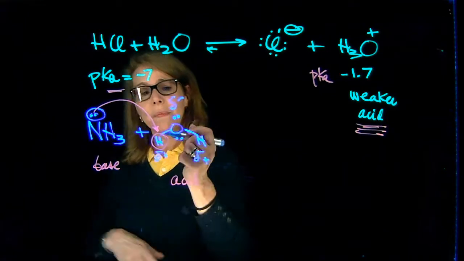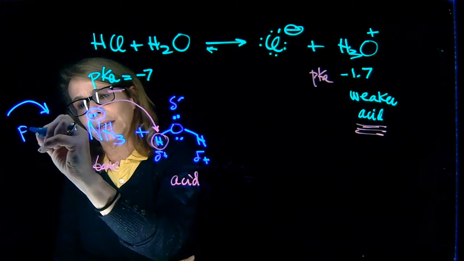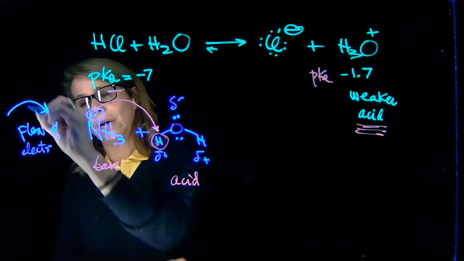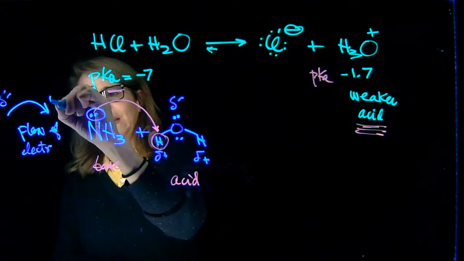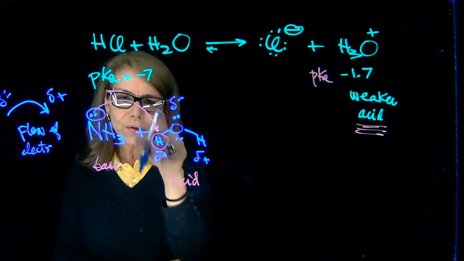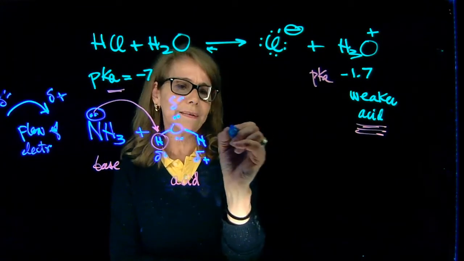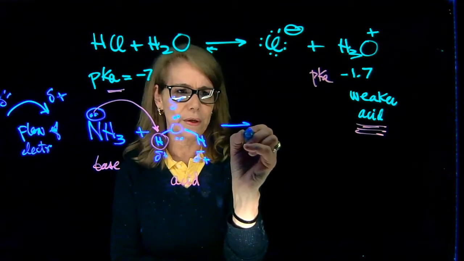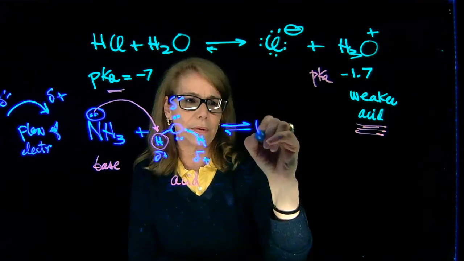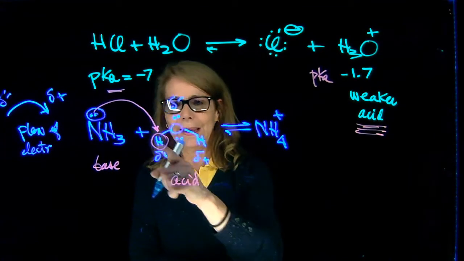And again, remember that the arrows always show the flow of electrons. And they always will go to something that's delta negative or negative, to the delta positive, like that. So electron rich to electron poor. And we know it's electron poor because of these dipoles. Now let's see where the equilibrium goes here. In principle, I'm going to write the double line. So this accepted the proton and now became the ammonium ion, and water.